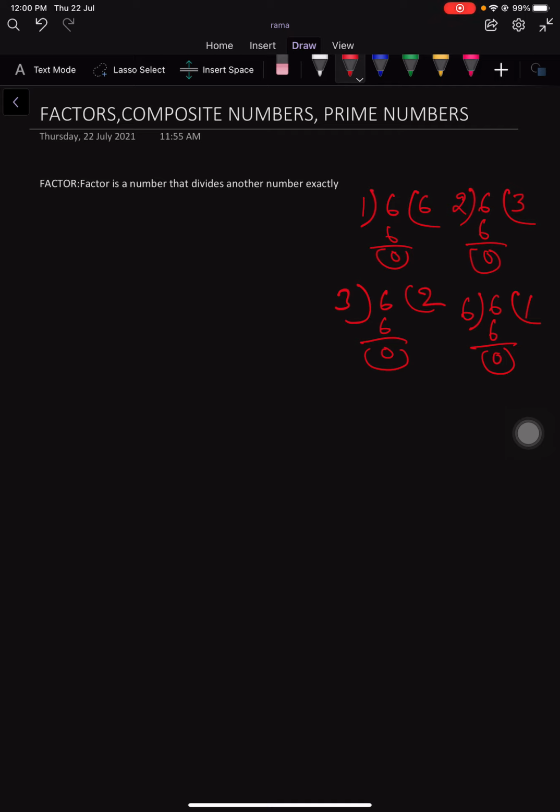Now we can write the factors of 6. Factors of 6 are 1, 2, 3, 6. So you can take one more example. You can take 7.